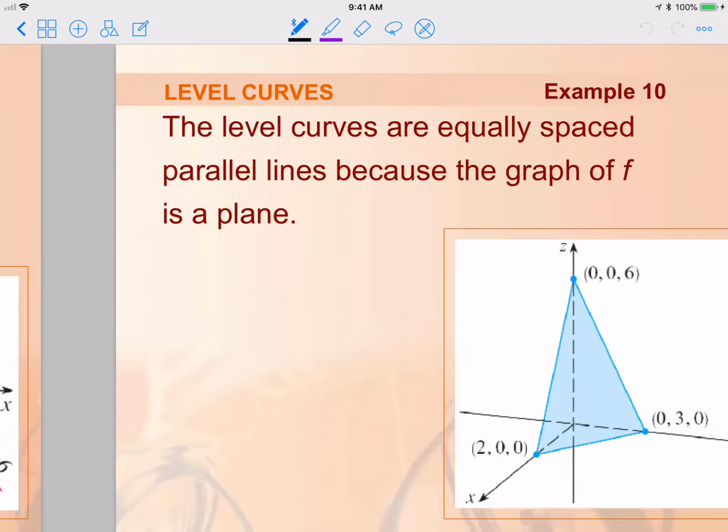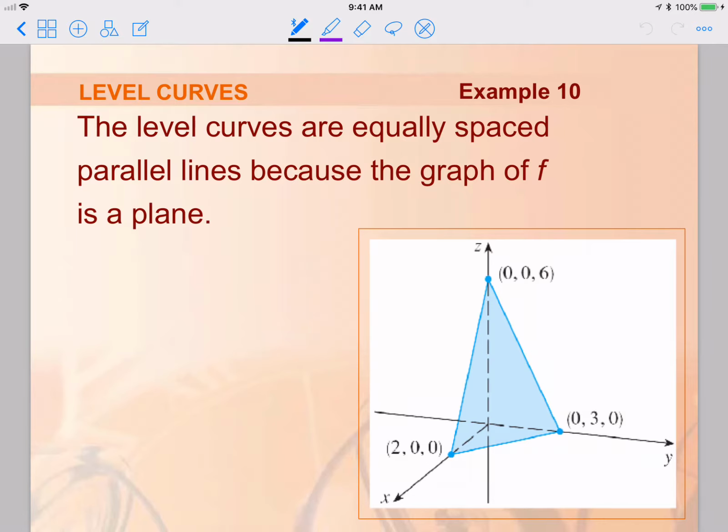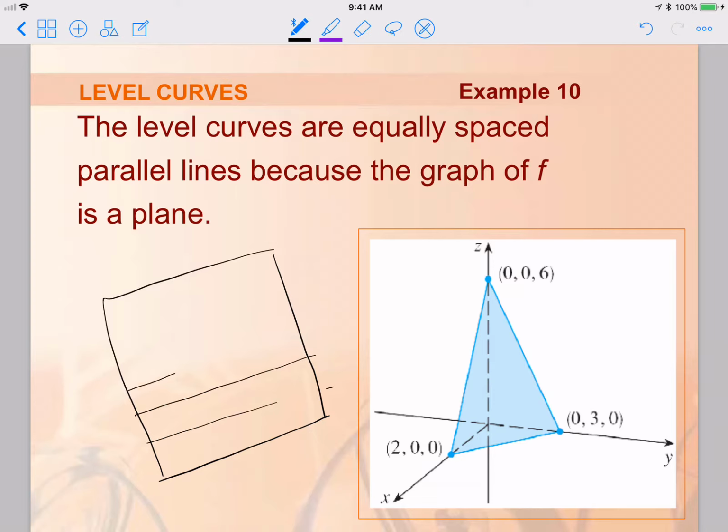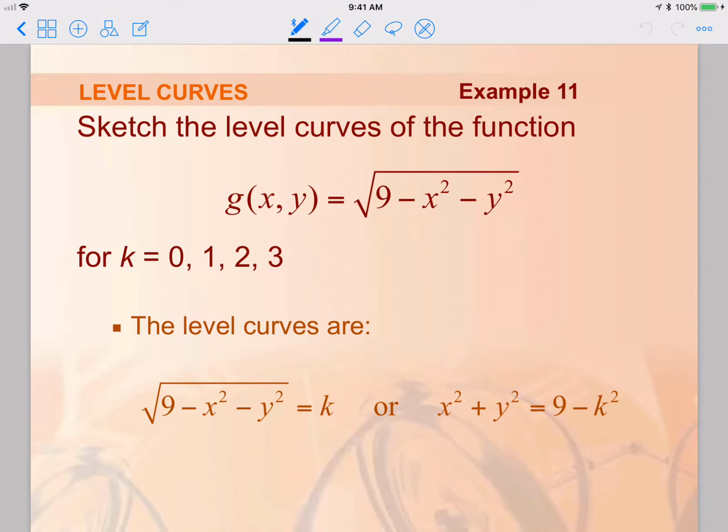Now, this is in line with a plane. If you have a plane, you expect your level curves to be lines, and you expect the lines to be equally spaced because there's no change in the rate that the altitude is changing. No part of the plane is steeper than another part. That's part of it: it has the same direction throughout.